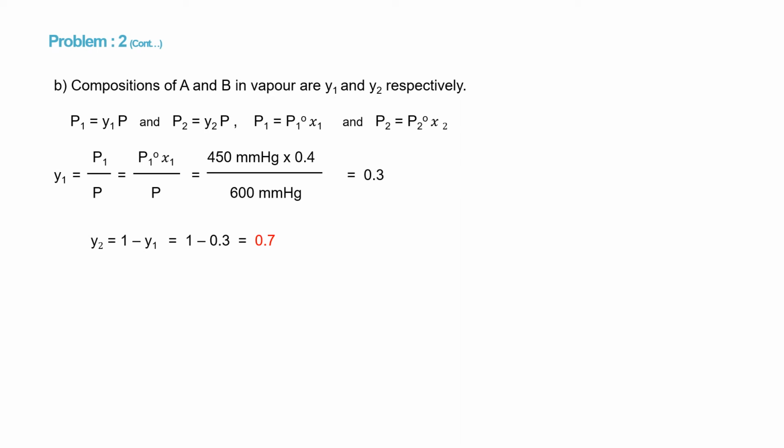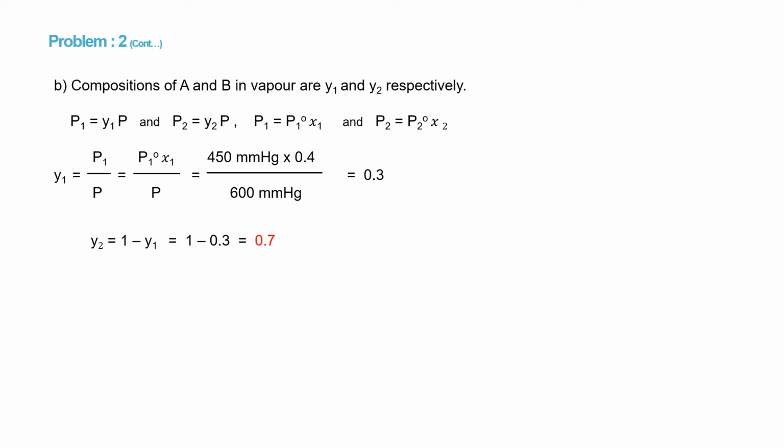So P01 that you know. What is the vapor pressure of your pure liquid of composition A? So that is 450. X1, the value you got, that is 0.4, divided by total vapor pressure, that is 600. So 450 into 0.4 upon 600, which is equal to 0.3. So similarly, if you know Y1, you can find out Y2 also. So Y2 is equal to 1 minus Y1. So 1 minus 0.3, that is nothing but 0.7.